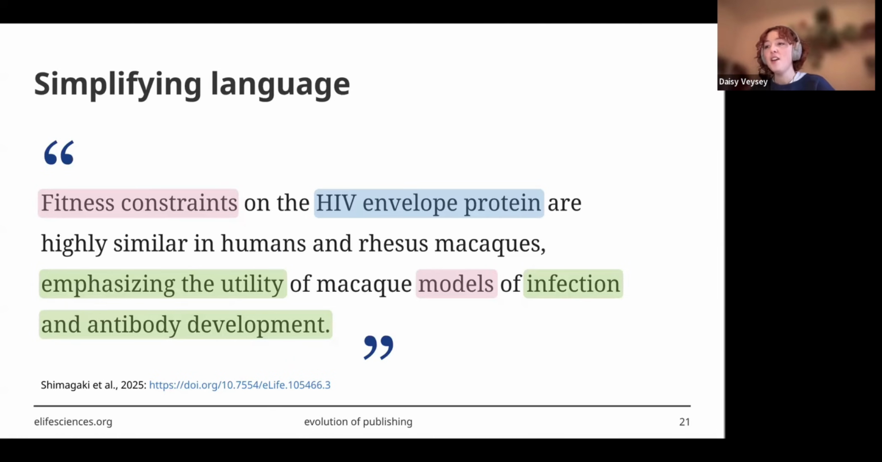To a layperson, fitness just means how strong or energetic they are, so it's a bit misleading. While it's more precise and specific for you, for a layperson, it's misleading. HIV envelope protein, that is obviously jargon. And in green, I've just highlighted some things that I would rephrase for the sake of being more readable. It's not that they're not understandable, but they're written in such a way that is less common in simple language.